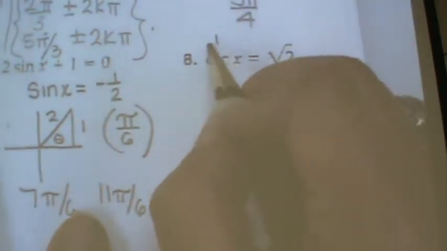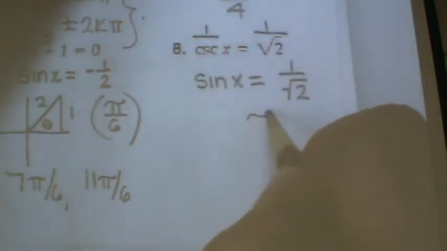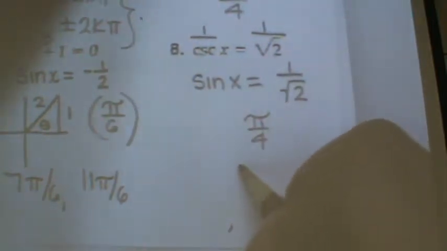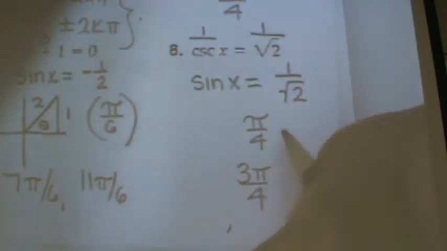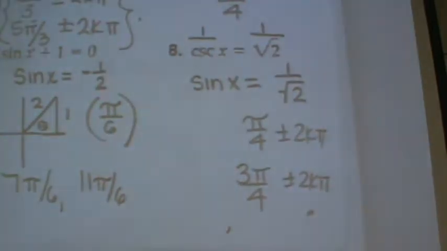Okay, and then this last one, they threw a cosecant at you. We don't want to deal with cosecant. So we're going to put a 1 over this and 1 over that. Well, what's another name for 1 over cosecant? Sine. So what angle, can you do this in your head? What angle are you? In quadrant 1, that's a 1 over root 2. What's this angle? Pi over 4. And where else is sine positive? Quadrant 2, 3 pi over 4. Good? Okay, next, flip this over.